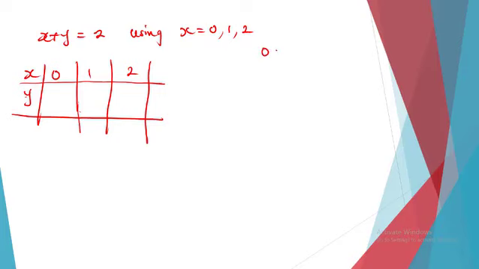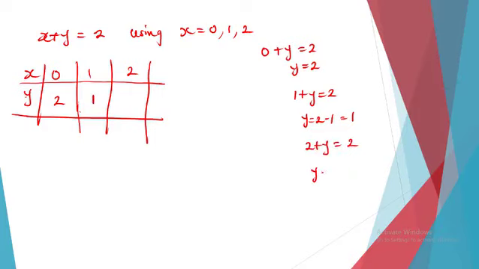substitute x to be 0, then we'll have 0 plus y equals 2, so y is equal to what? 2. So when x is 0, y is 2. When x is 1, we'll have 1 plus y equal to 2, so y is equal to 2 minus 1, which is what? 1. When x is 1, y is 1. When x is 2, we have 2 plus y equals what? 2, and then y is equal to 2 minus 2, which is what? 0. So when x is 2, y is 0.